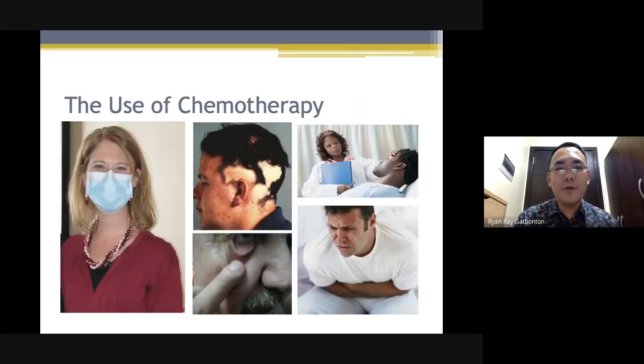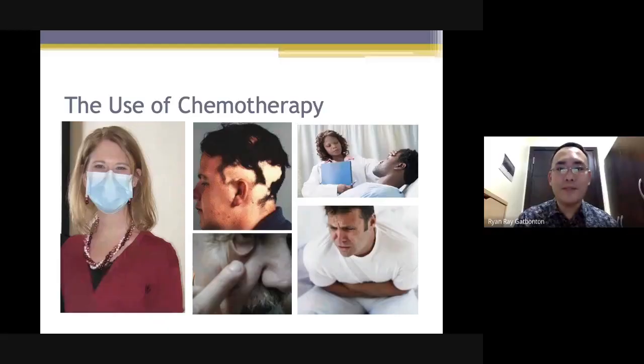Here are some of the best examples where we can see the application of the principle of double effect. In the use of chemotherapy, we all know that there are several side effects. There can be alopecia, you become immunocompromised, your red blood cells would fall, there can be stomach ache, nausea, and you're prone to infection.